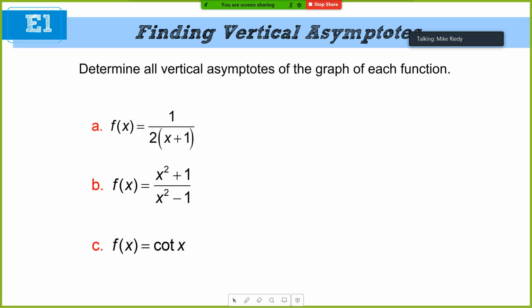So problems A and B have a finite number of asymptotes. C has an infinite number of asymptotes. Finding them is no problem. If you can find the vertical asymptote, then we can find the limits.